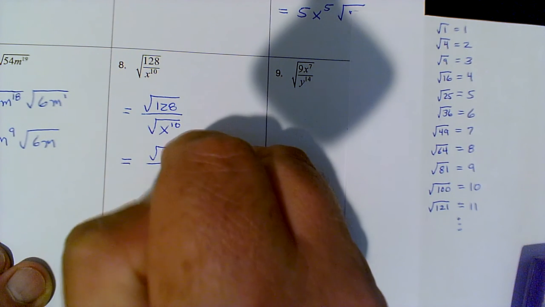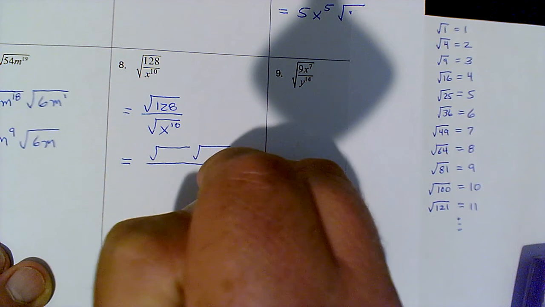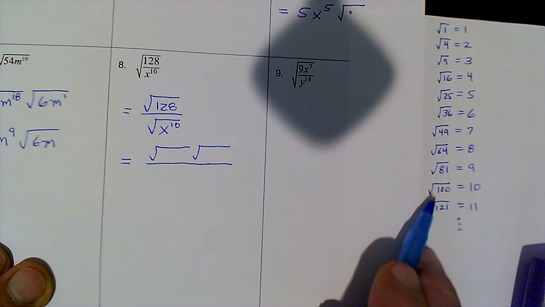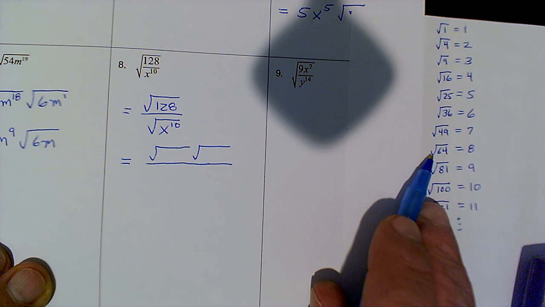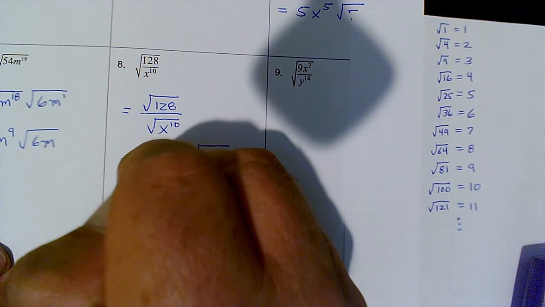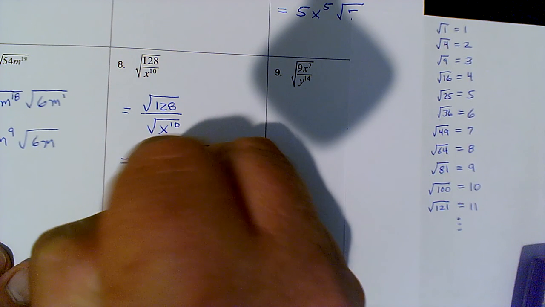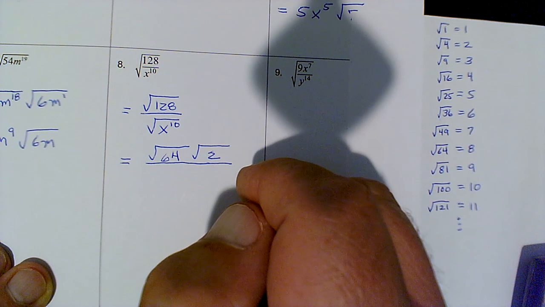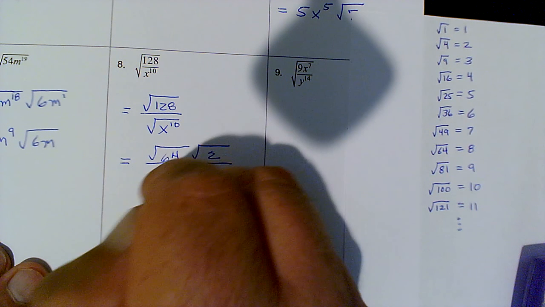Square root of x to the 10th, you can take care of that now if you want. It's an even power. Divide the exponent by 2. And then the square root of 64 comes out of the radical, it's 8. Square root of 2 is left over. And I'll recopy the x to the 5th that's in the denominator.